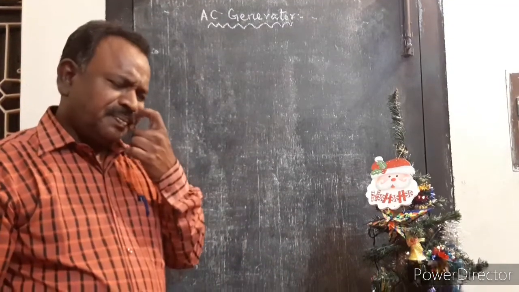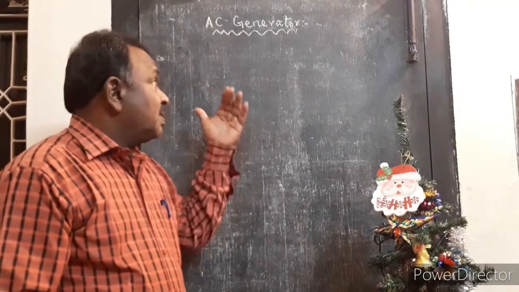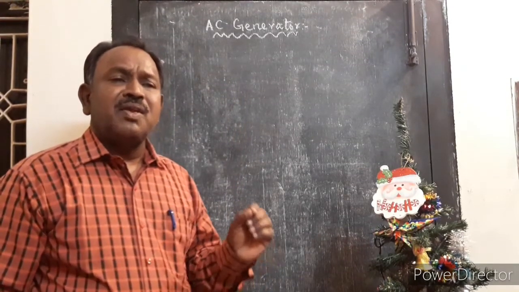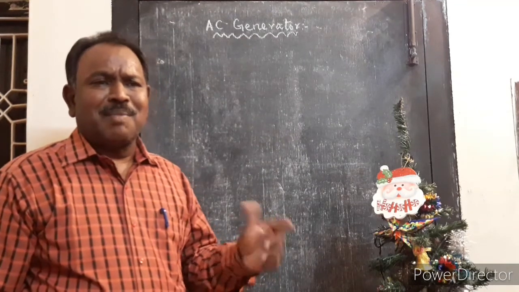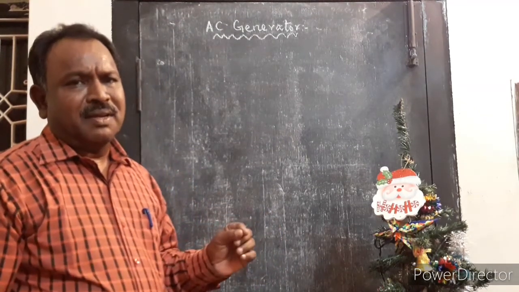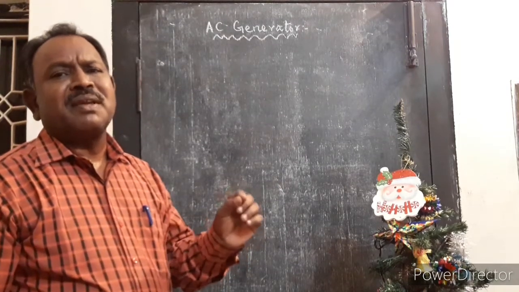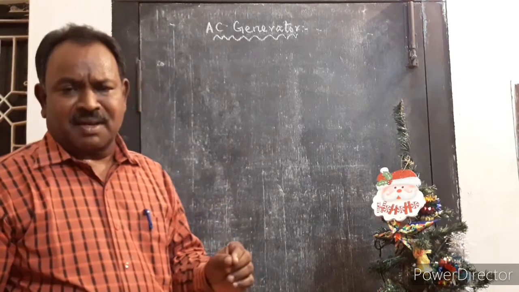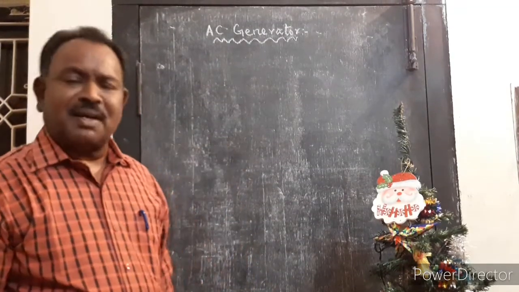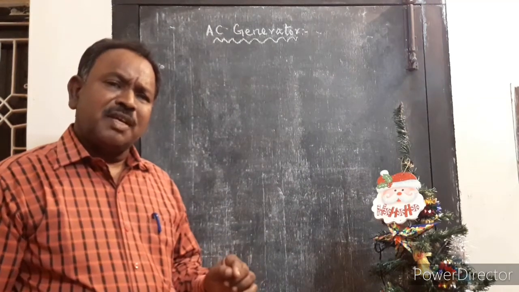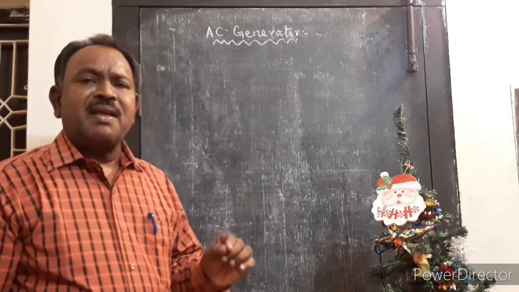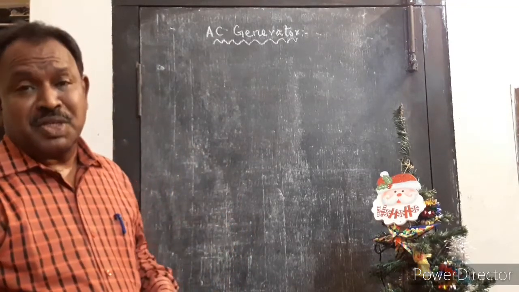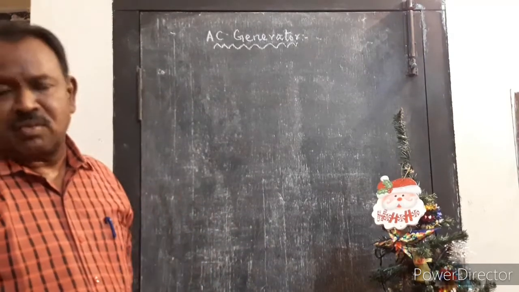So once again I tell you, electromagnetic induction is nothing but when there is relative motion between the conductor and the magnetic field, it results in change in magnetic flux linked with the conductor. As a result of change in magnetic flux linked with the conductor, an EMF is induced in the conductor. The magnitude of the induced EMF is given by Faraday's laws of electromagnetic induction, and the direction of the induced EMF is given by Fleming's right hand rule.